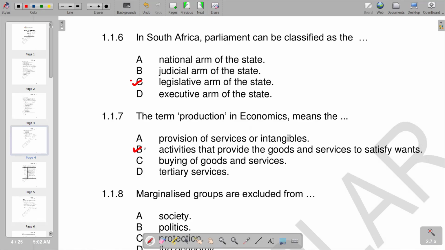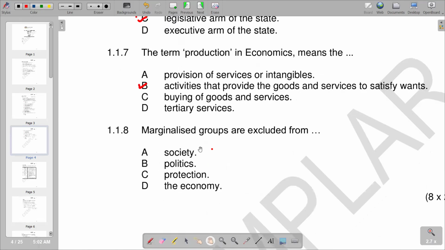We go to 1.1.8: marginalized groups are excluded from. We've got society, politics and protection, and the economy. But the correct response is the economy, which is on our D.